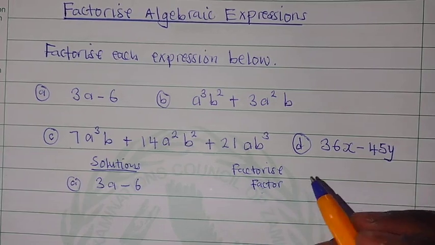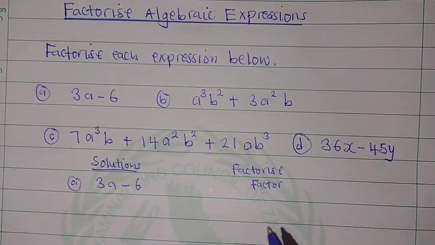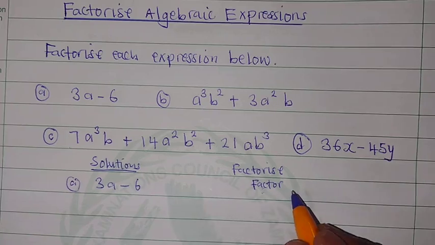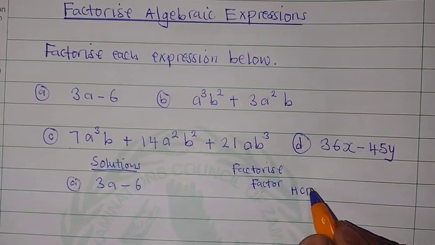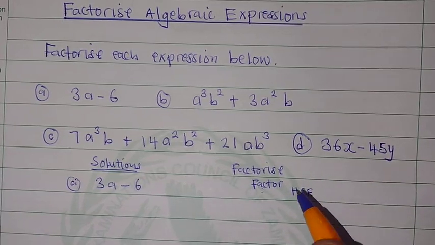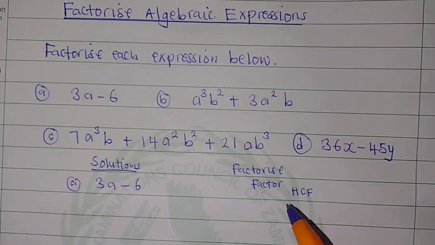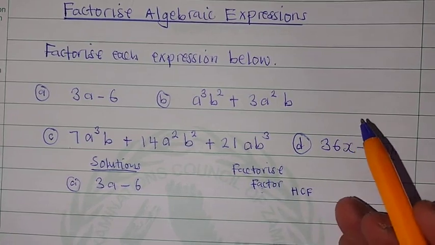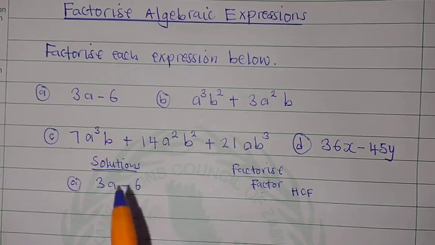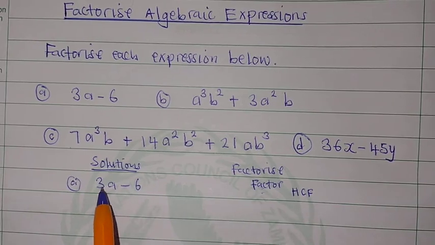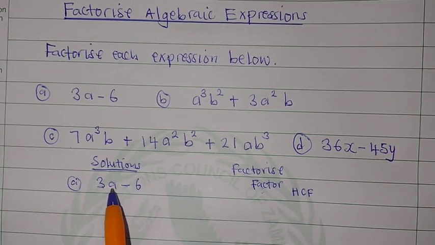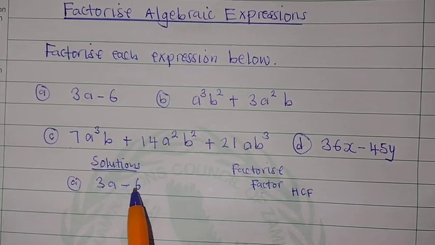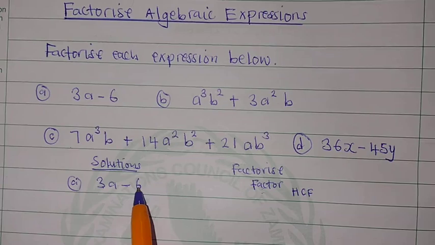So first thing, when you are dealing with the factorization of algebraic expressions, you must find what we call the highest common factor of the numbers. Then from there, you can also find the common terms. You pick the variable which has the lowest power. So variable, I mean a letter. In this case, you can observe we have 3a minus 6. So the coefficient of a here is a 3, and here we have 6, which is a constant term.